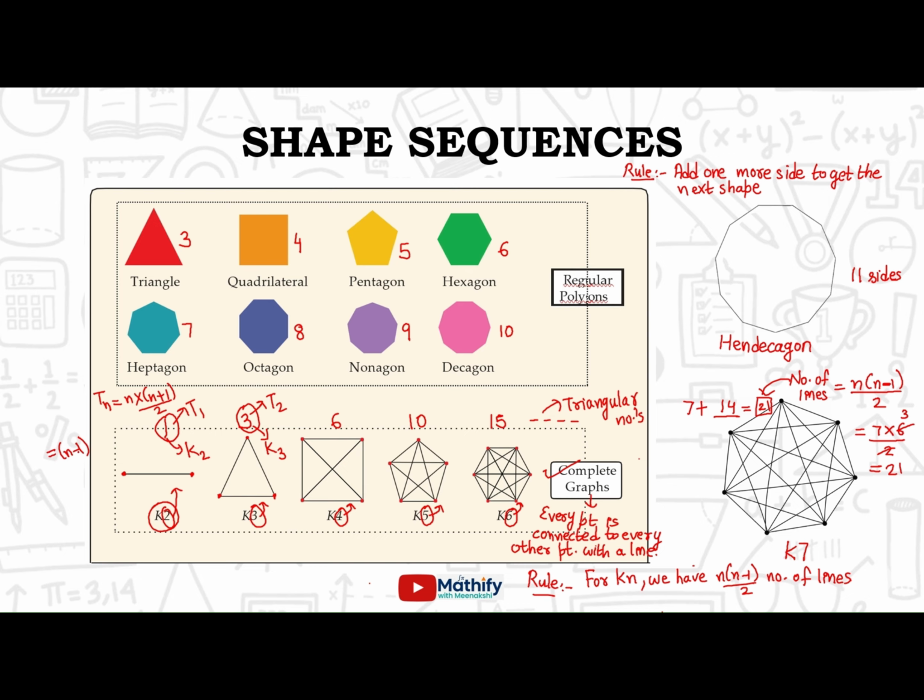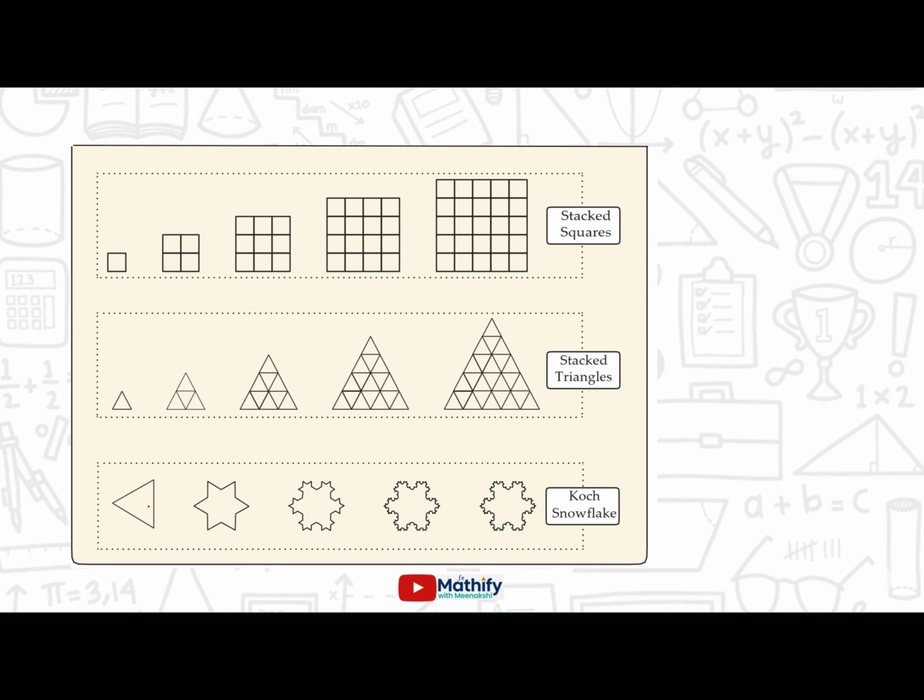If you replace n with n minus 1 in this formula, what you will get? See here, instead of n, I'm writing n minus 1. Similarly, here instead of n, I will write n minus 1. Then if you cut that, you are left with n minus 1 into n by 2. And that's why this is the formula that we'll use in complete graph. Hope this concept is clear to you. Let's move to the next shape sequence.